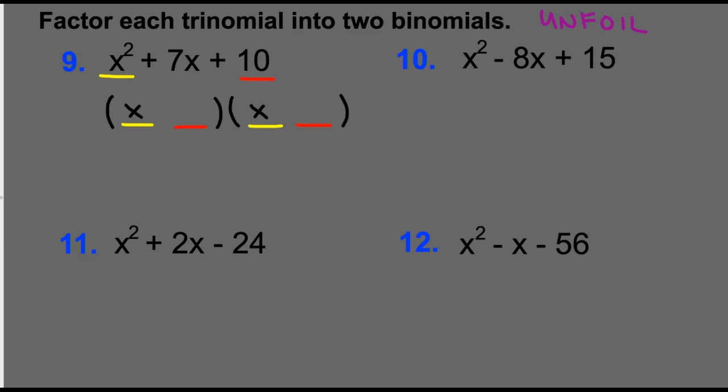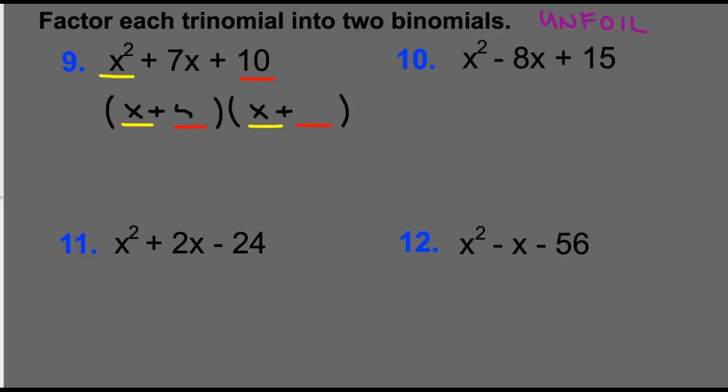If the last term is positive, which it is, positive 10, that means that the two red factors have to be the same sign. And if the middle term is a positive 7, then both of those terms have to be positive. So I know the signs are plus, plus. And if that last term is a positive 10, now we're thinking about two factors of 10 that have a sum of 7, which are 5 and 2.